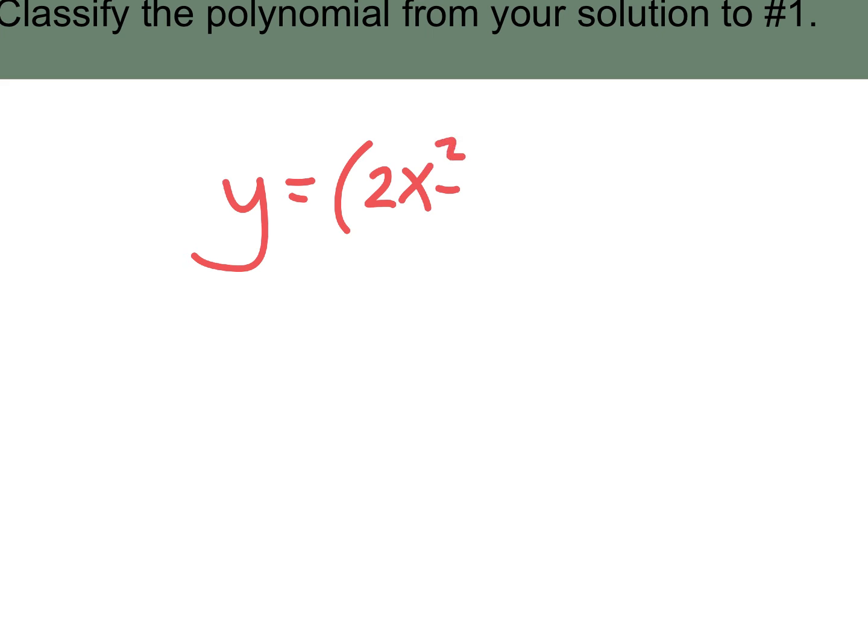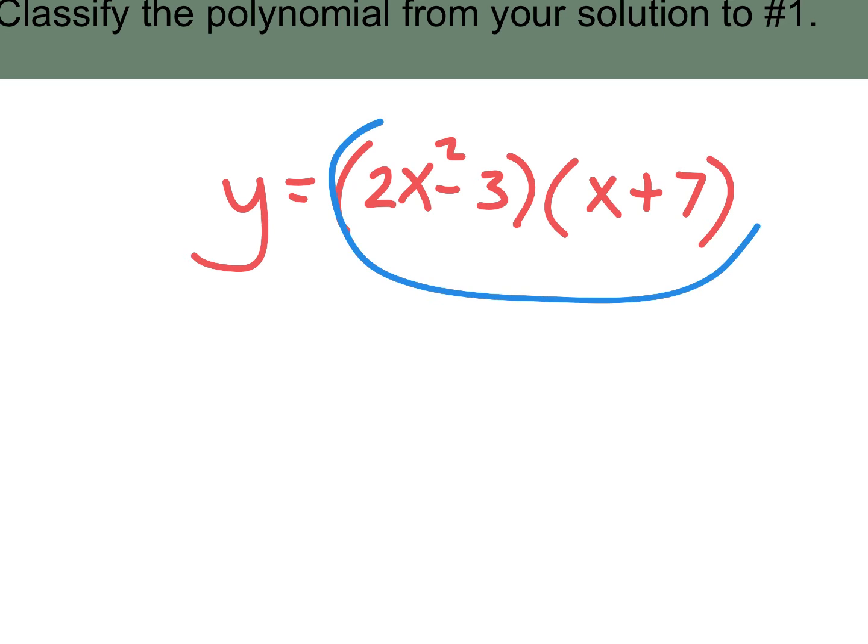And even better than that, you only have to multiply out part of it. Would you agree that this doesn't really have a lead term yet? I got to multiply it all the way out, and then I'll be able to see what the lead term is. But are you smart enough to know that this times this would be the lead term? See what I mean? It'll have the biggest degree. So you don't have to actually multiply it all the way out.